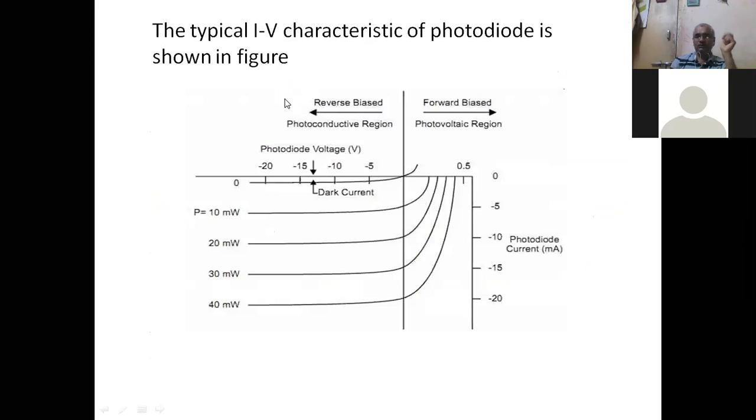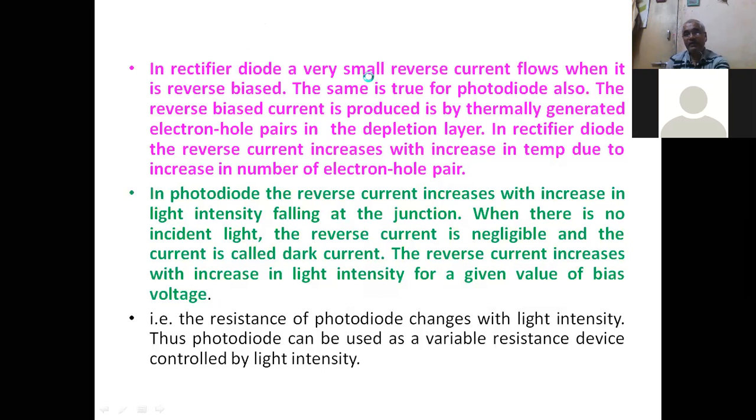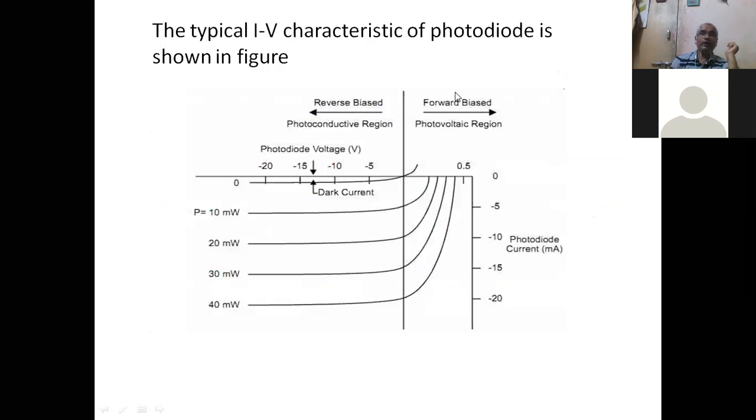Now these are the typical IV characteristics of the photodiode. See, this is the reverse current because the photodiode is operated in the reverse bias condition. When there is no light, a very small current flows, which is called the dark current, a negligible current flowing through the photodiode. But as the light intensity increases, the current increases.